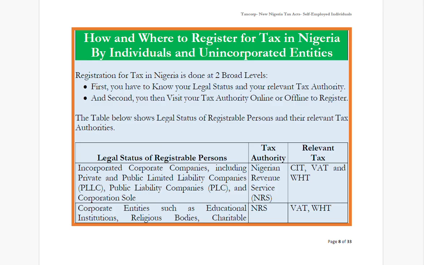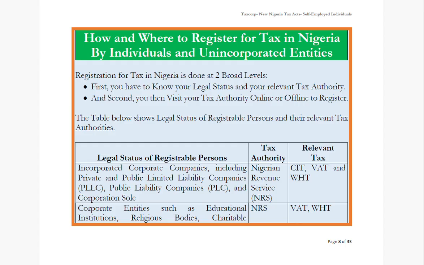So there are three columns on this table. The first is legal status of registrable persons, and the second is your tax authority, and the third is the relevant tax to which you are liable. So, for instance, the first group of people is incorporated corporate companies, including private and public limited liability companies, PLC, and corporations. So, their tax authority is the Nigerian Revenue Service, while the tax to which they are liable are company income tax, that's CIT, value added tax, that's VAT, and withholding tax, that is WHT.